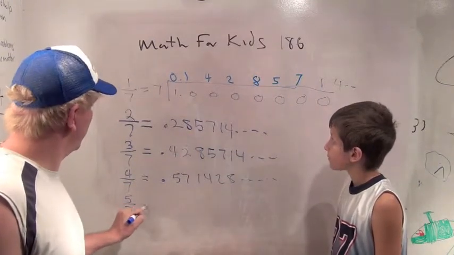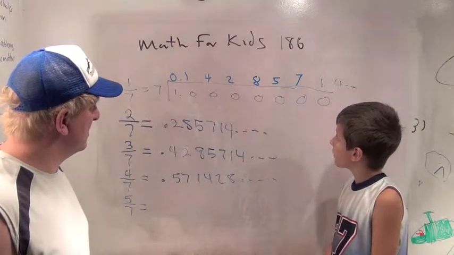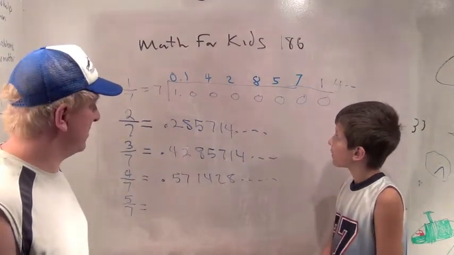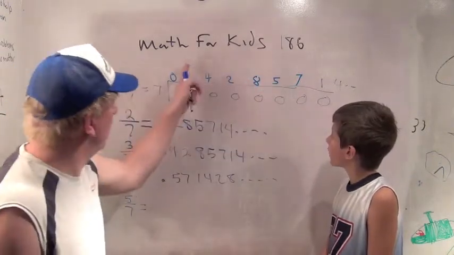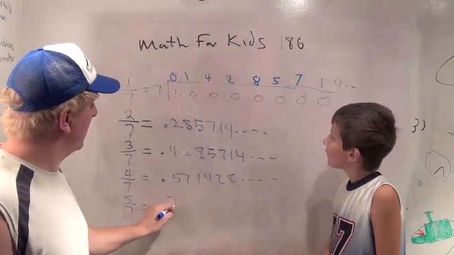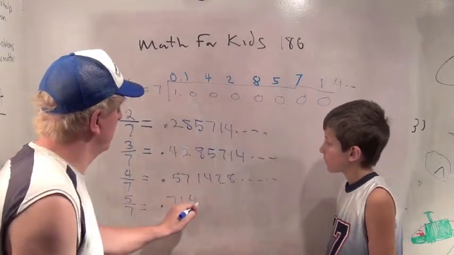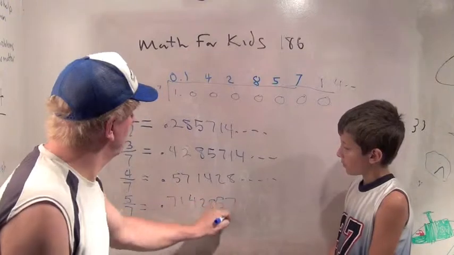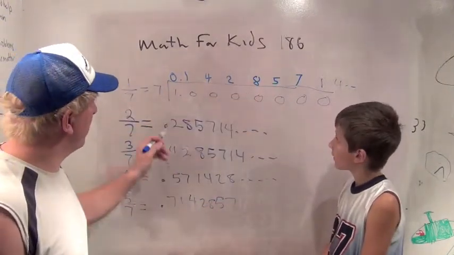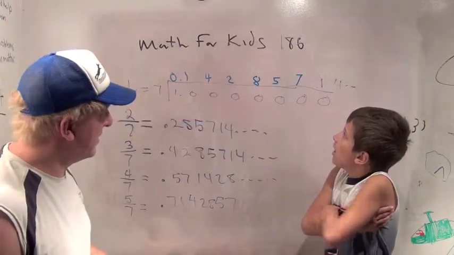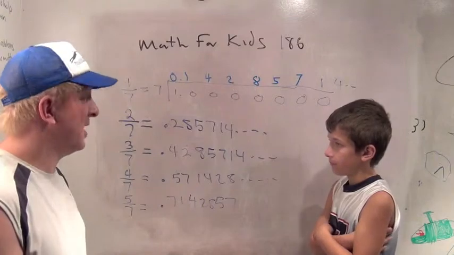5/7ths will be, what's the one that's a little bit bigger than 57? Well, there's 85. 5/7ths is the hard one. 85 is too big. 71. 0.714285. And then 6/7ths starts at 85. So all you have to remember is 0.142857, and then you know the decimal for everything, because it's all the same numbers. They all just get rearranged. It's actually kind of neat.